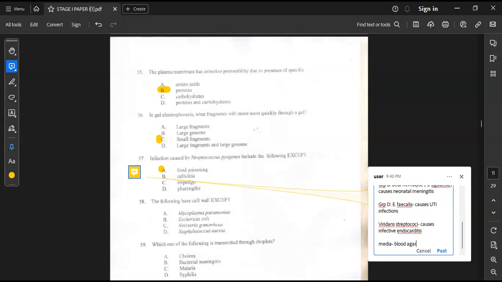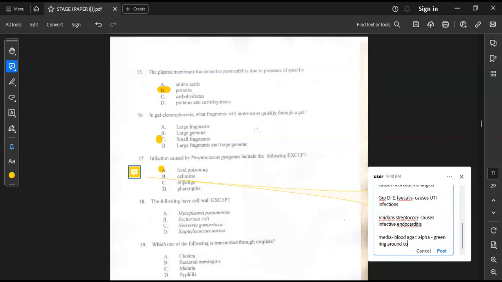Do we need to remember the colors around the colonies for alpha, beta, and gamma? I'm seeing here that alpha will have green rings around the colonies.